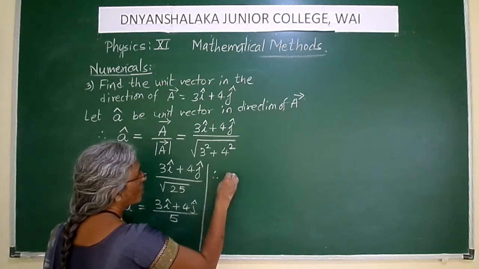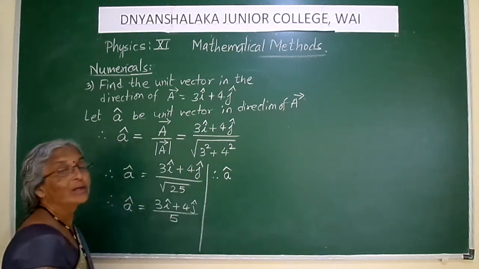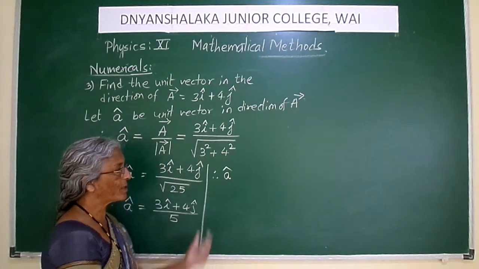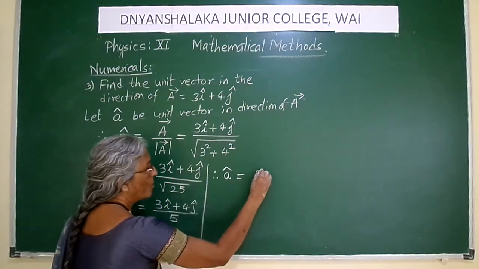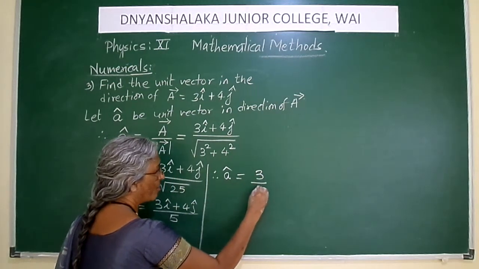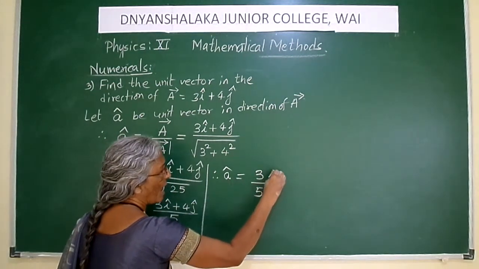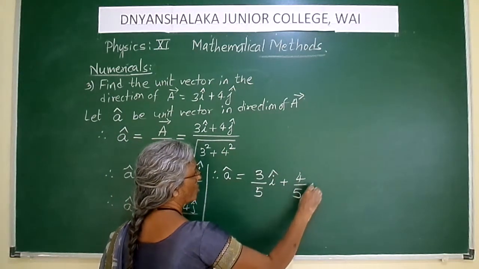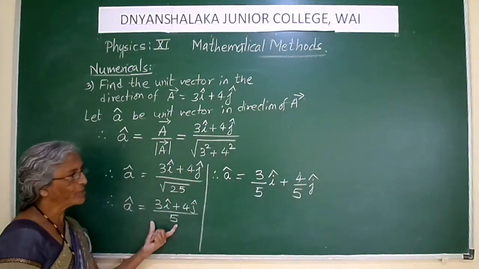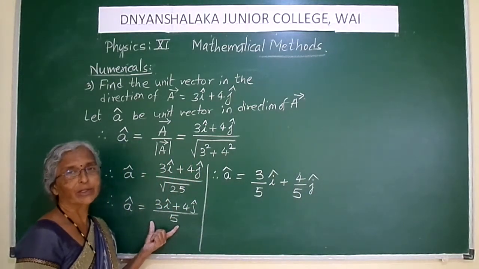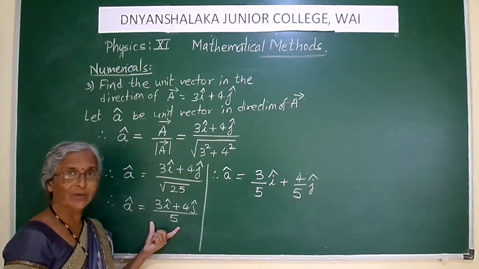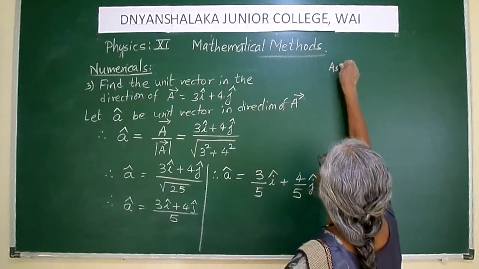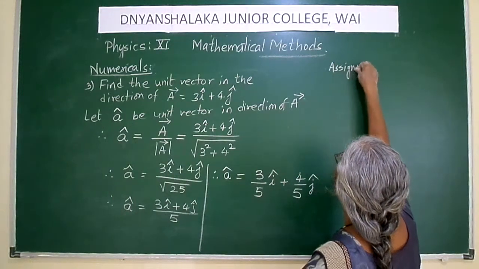Therefore, unit vector in the direction of vector A, given as A-cap, is equal to 3 upon 5 i plus 4 upon 5 j. What have I done? I have just separated the denominators. Are you getting it, students? Okay. So now again there is an assignment for you.